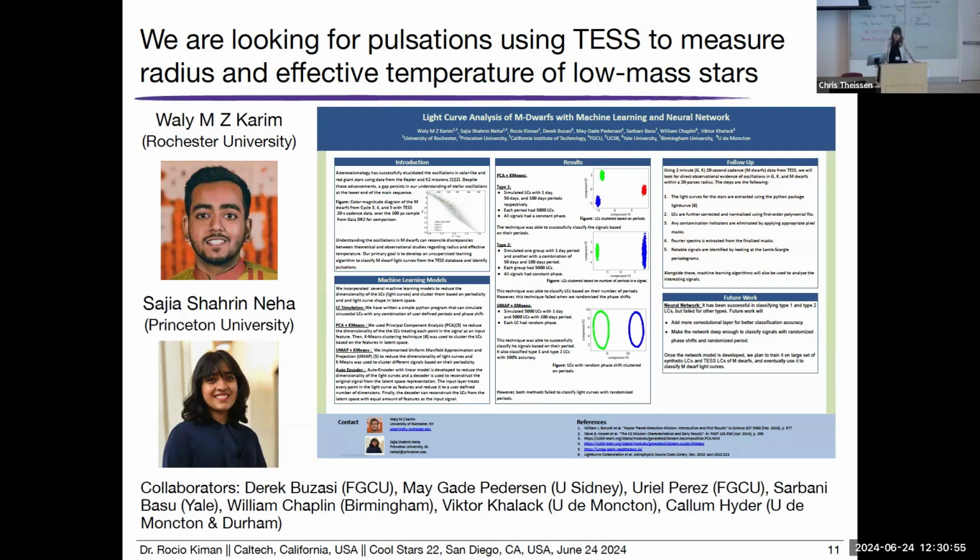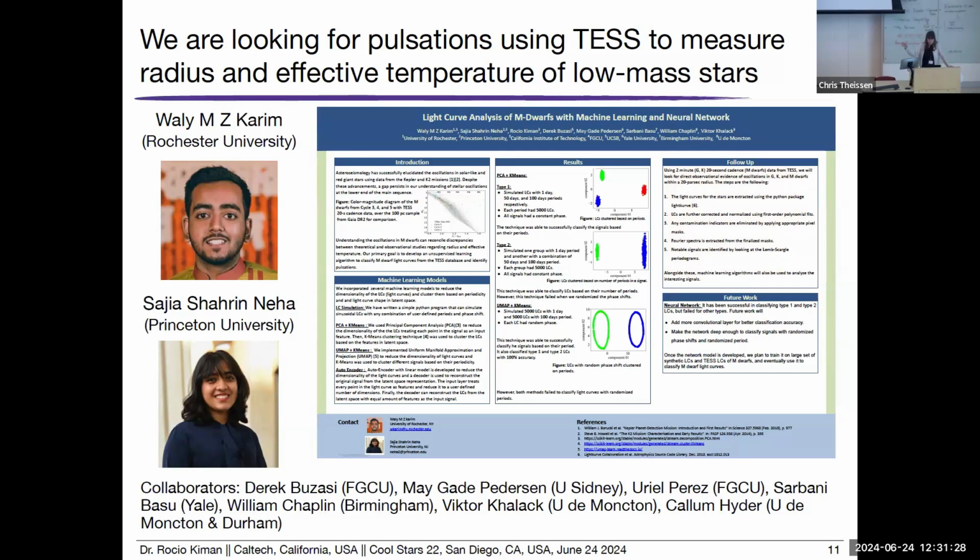So Wally is working on a machine learning algorithm to do an unsupervised classification of light curves and seeing if we can use that to classify the test light curves as pulsators or not pulsators. And Neha is going to be studying a sample of a few hundred M dwarfs that we have with 20-second cadence data to see if we can actually find a signal of pulsations of M dwarf.